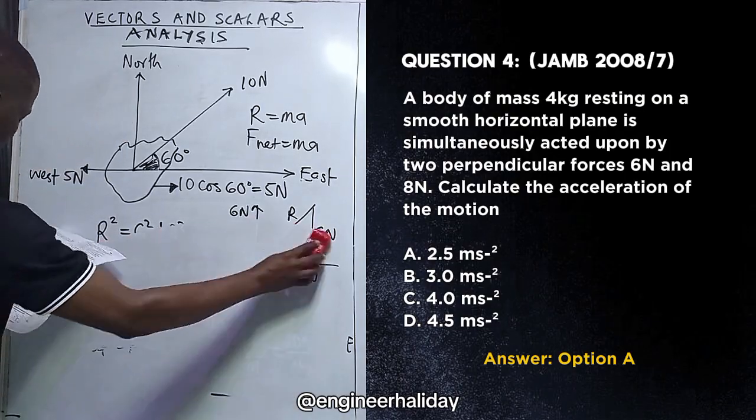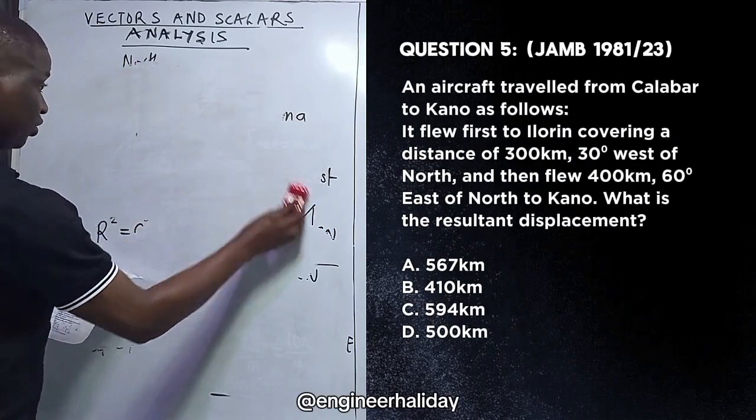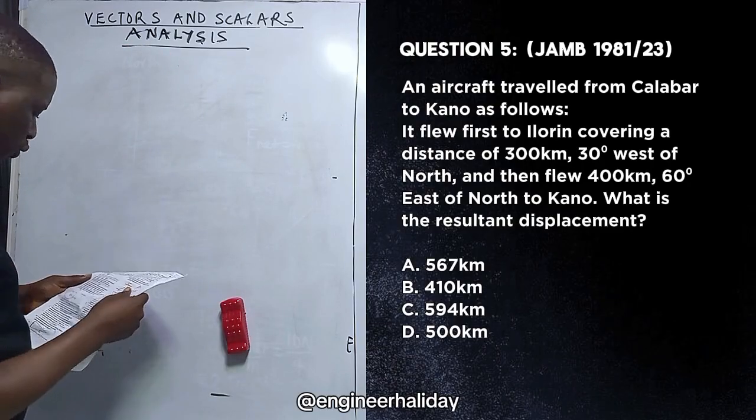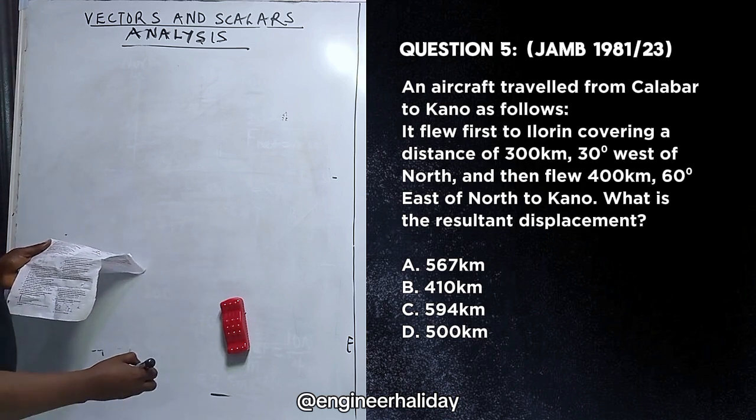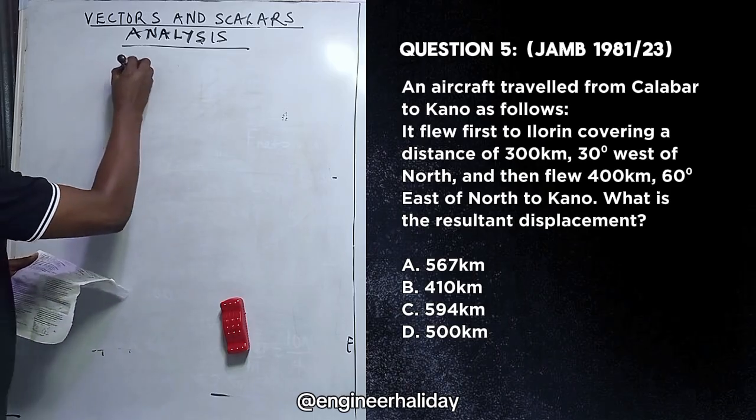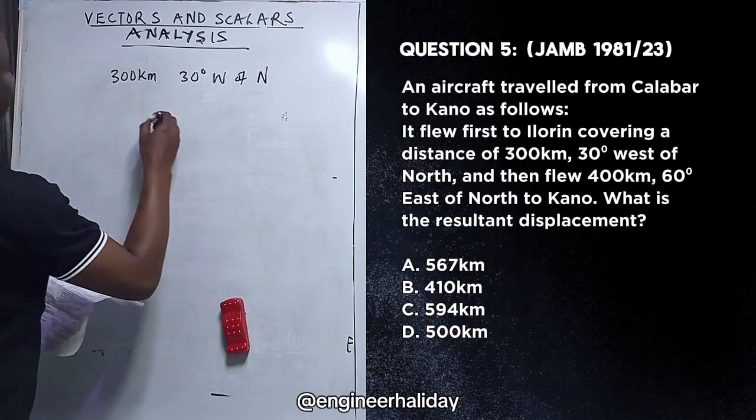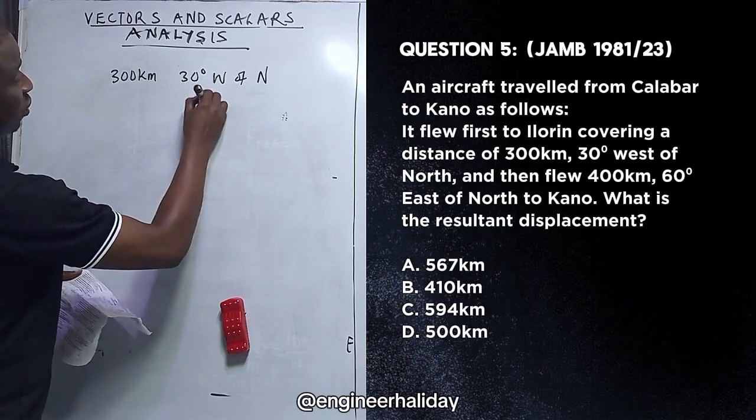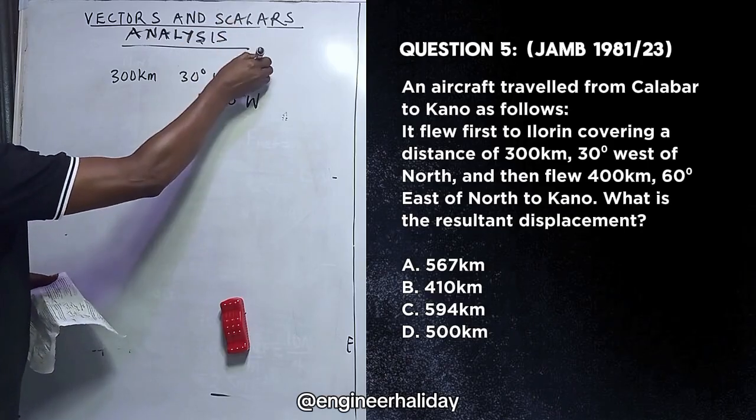Number 5 says that an aircraft travels from Calabar to Kano as follows. It flew first to Ilorin, covering a distance of 300 kilometer, 30 degree west of north. So that means that if you want to write 30 degree west of north, it is written as North, 30 degree West. If you want to remove the "of", you bring the north to the front.